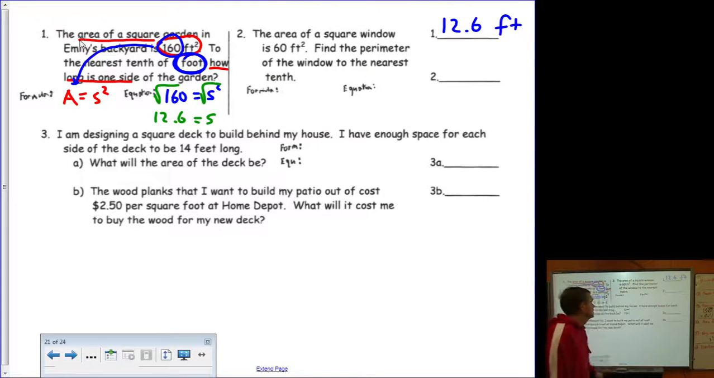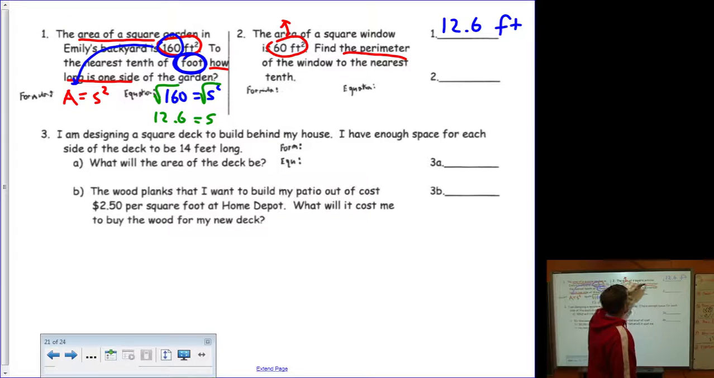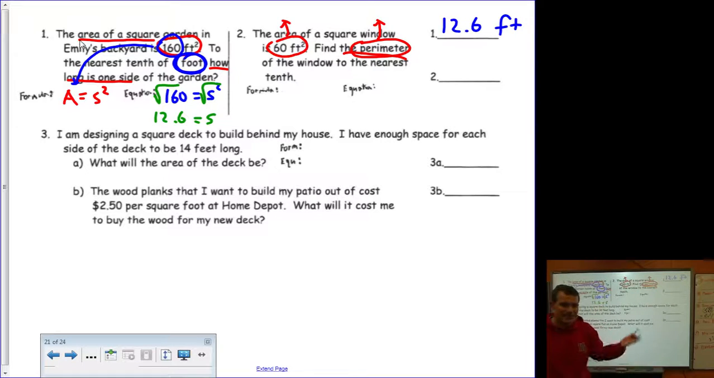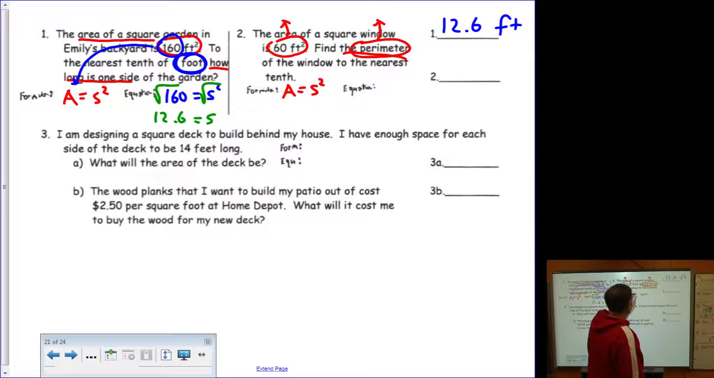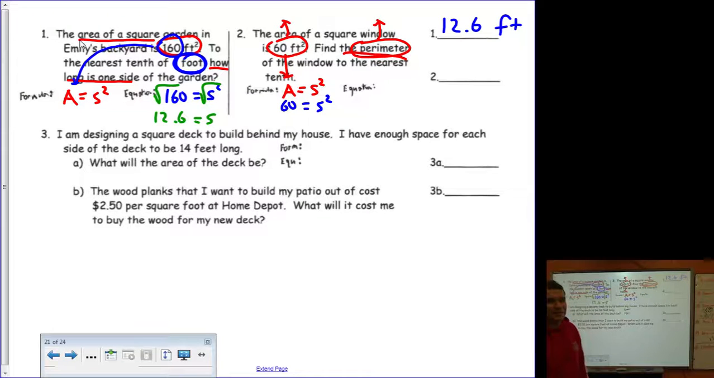Problem 2 says the area of a square window is 60 feet squared. Find the perimeter. Uh-oh, I've messed you up on this one. This one's going to take 2 formulas. So the area and the perimeter, we do not have a formula that does both area and perimeter. We're going to have to use the area to find the side length, and then the side length to find the perimeter. So my first formula is going to be area equals side length squared. And they gave me the area, so I can substitute that in and say 60 equals side length squared. And now I have the equation using the numbers in the problem.